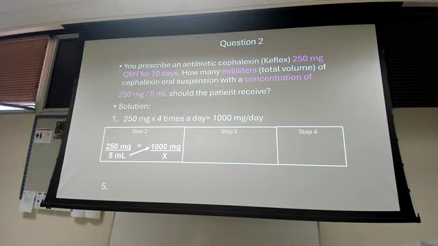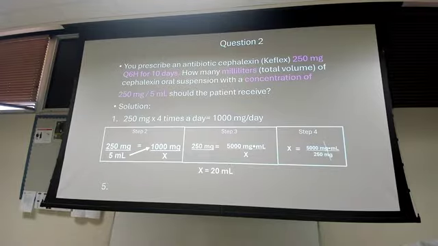We will set this up as a ratio. So the concentration, 250 milligrams over 5 milliliters, will equal 1,000 milligrams over x. We'll cross multiply, and we will move the 5 milliliters over to multiply by the 1,000 to get the 5,000 over x. Multiply by x, divide by the 250, and we will get x equals 20 milliliters.